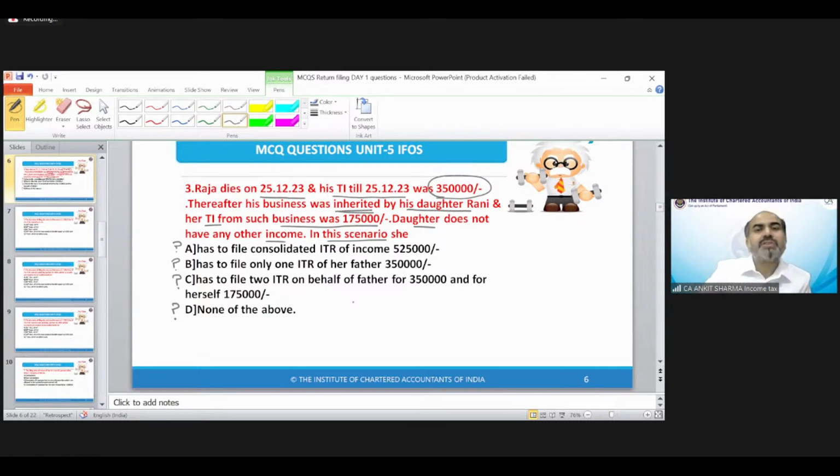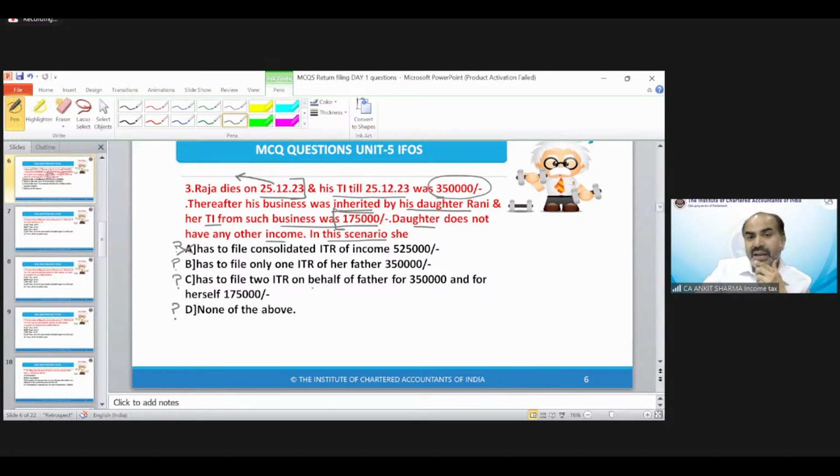So we cannot consolidate ITR because the assessee till 25th December 2023 was her father, and now the assessee is Miss Rani. So we cannot consolidate the income. It is not the question of clubbing of income, where we club the income of the father into the income of the daughter. No, that is a separate question. So there are two cases. Till 25th of December, Raja was the owner and then Rani. But the income cannot be consolidated in any case. Now option A cannot be correct because of the consolidation reason.